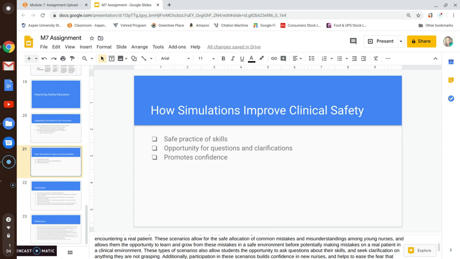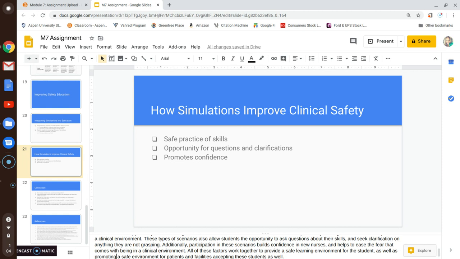These scenarios allow for the safe allocation of common mistakes and misunderstandings among young nurses and allows them the opportunity to learn and grow from these mistakes in a safe environment before potentially making mistakes on a real patient in a clinical environment. These types of scenarios also allow students the opportunity to ask questions about skills and seek clarification on anything they are not grasping.